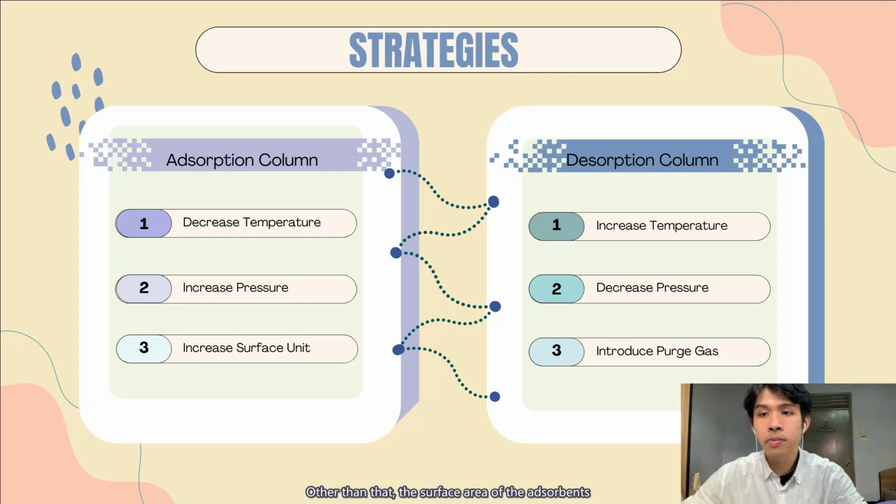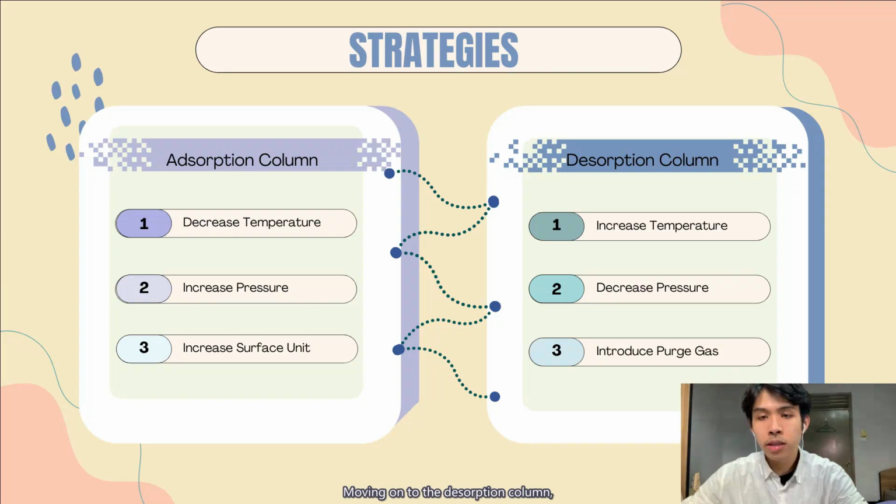Other than that, the surface area of the adsorbents must also be increased by using other adsorbents with much larger surface area. This is because as the surface area increases, the adsorbing site also increases, allowing more adsorbate to be adsorbed at the same time.